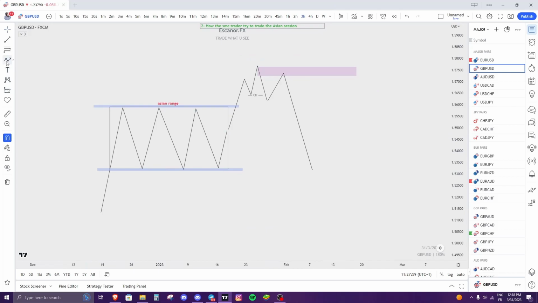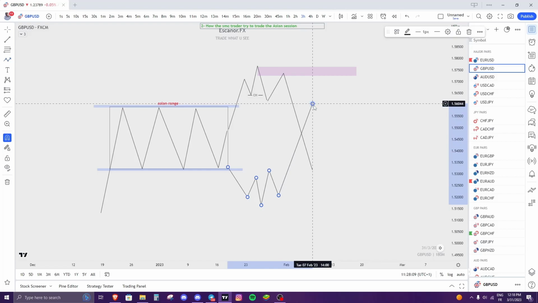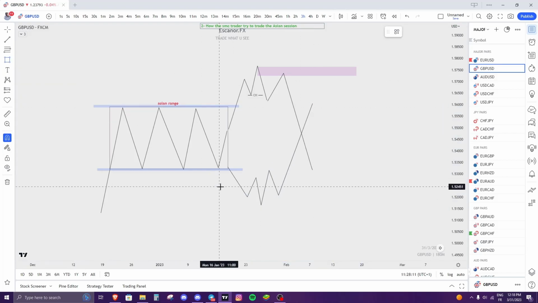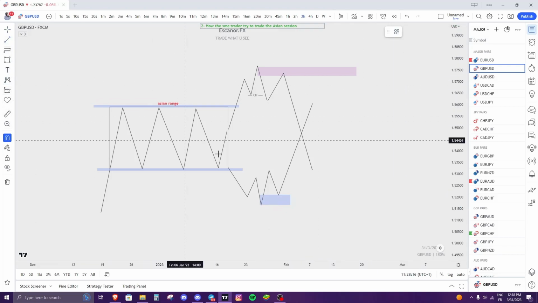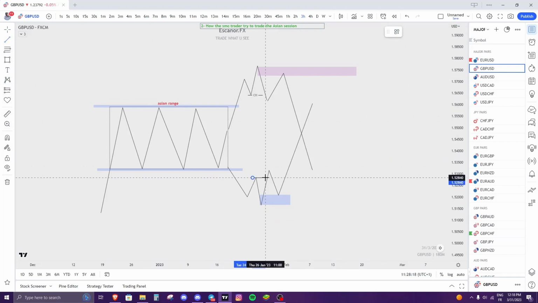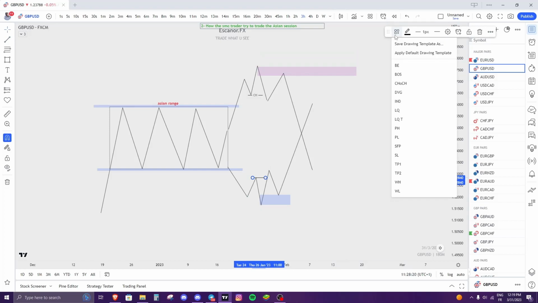The same thing here: we're gonna wait till this low is taken out, gives us a change of character, look for a valid demand, and target the other high of the SCN session. So this is the general idea of smart money traders who want to trade the SCN session.